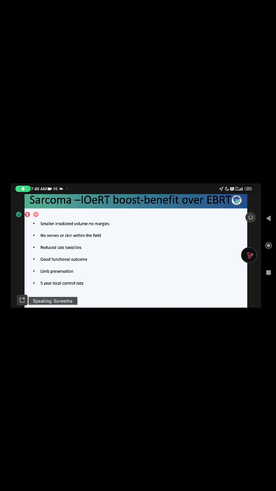If a major nerve is present in the tumor bed, we can even shield those nerves. We are not able to retract those nerves away from the tumor bed. We can shield those nerves with lead strips and then deliver a safe dose of IOERT. So this reduces late toxicities, which results in better functional outcome and better limb preservation rates. And 5-year local controls are also higher with IOERT along with surgery.